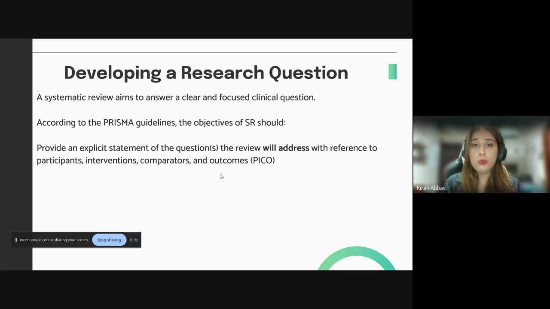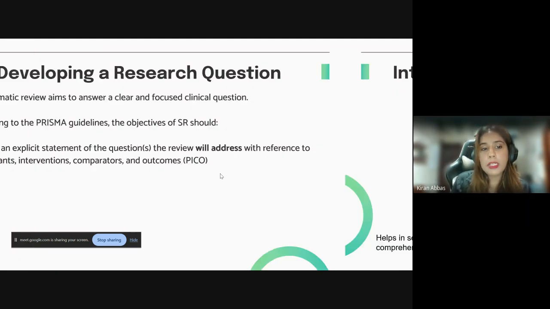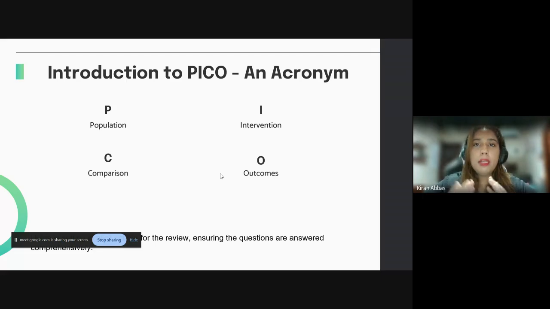It asks you to have a very clear statement of what your review will be addressing, and you need to use the PICO criteria. And what is the PICO criteria? PICO is an acronym that is defined by the population that you are working on, the intervention that you are exploring, any comparator group that you might have, like a placebo group or the standard intervention that you usually give, right? And then you have the outcome.